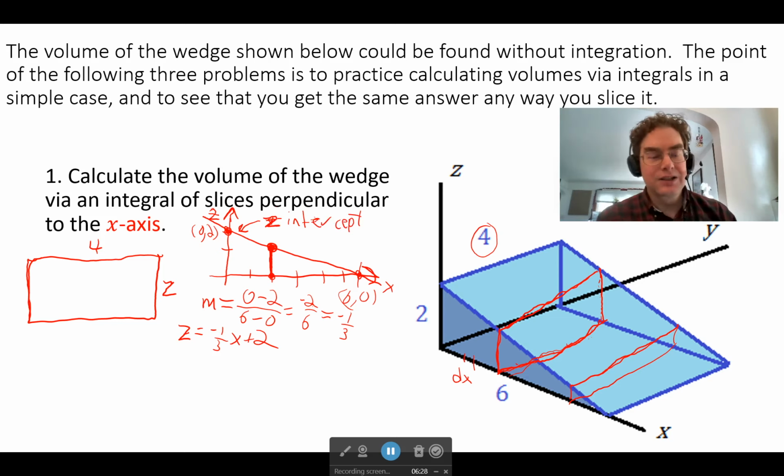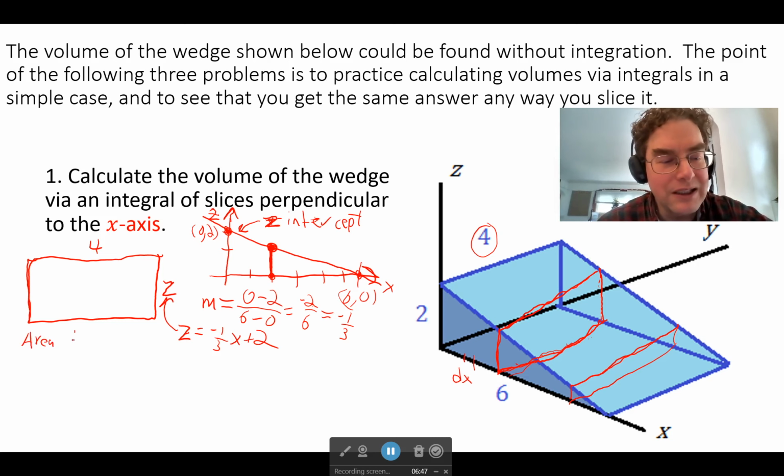Okay. So there we go. This is really what we wanted to get, the height of our rectangle. And so we can get the area of our rectangle now, and that'll quickly lead us to our differential of volume. So the area of this particular cross-section is going to be 4 times z, or in other words, 4 times negative 1/3 x plus 2.